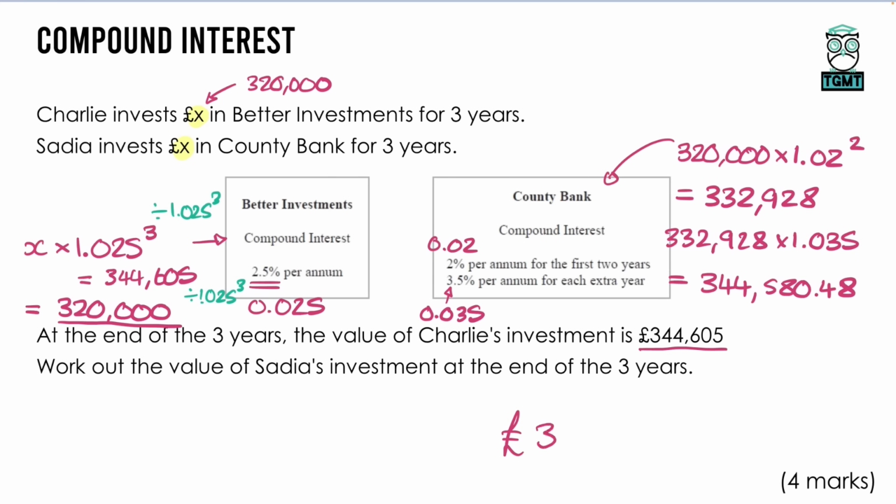At the end of 3 years, Sadia would have £344,580.48. And there we go, that's our final answer.